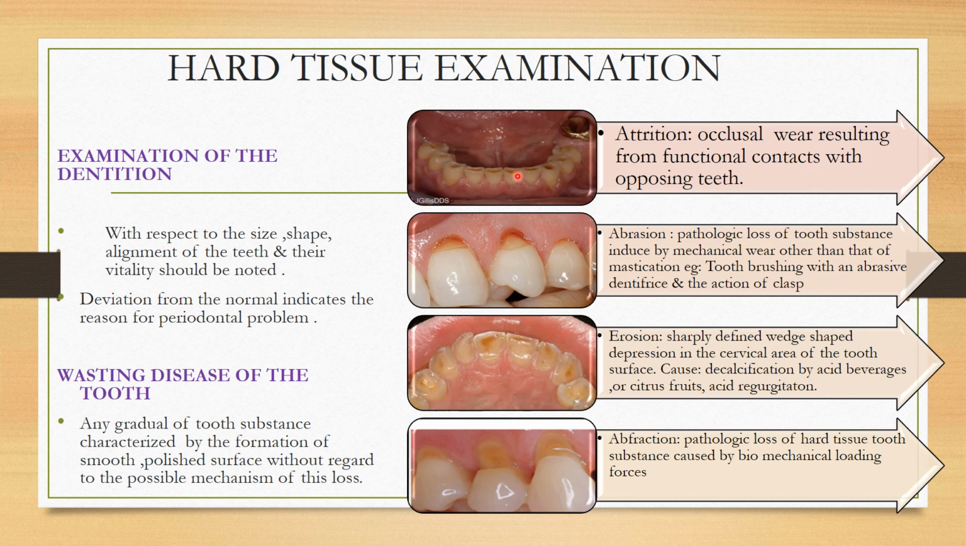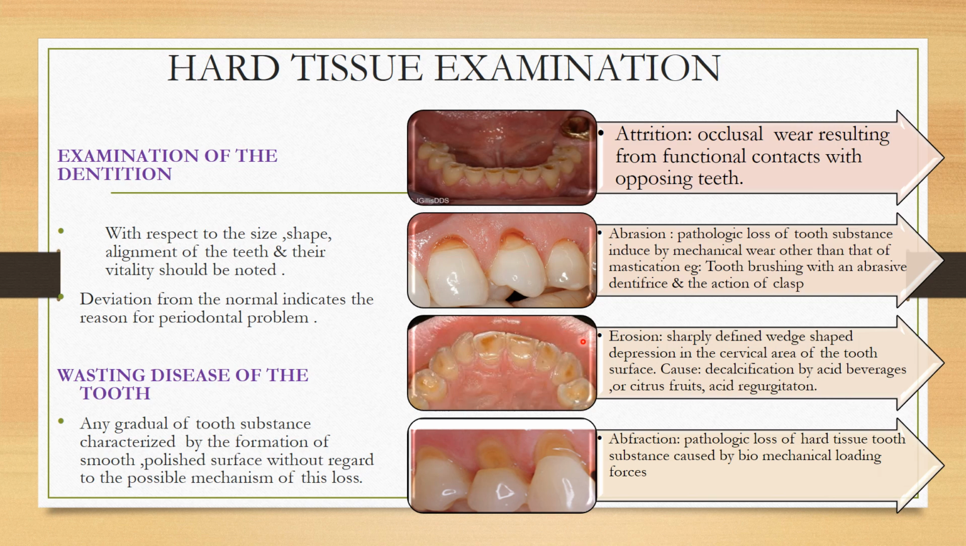So this is attrition. And next, coming to the abrasion, there is a pathologic loss of tooth substance induced by mechanical wear other than that of mastication. Usually vigorous toothbrushing, horizontal toothbrushing technique will end up in this type of abrasion.